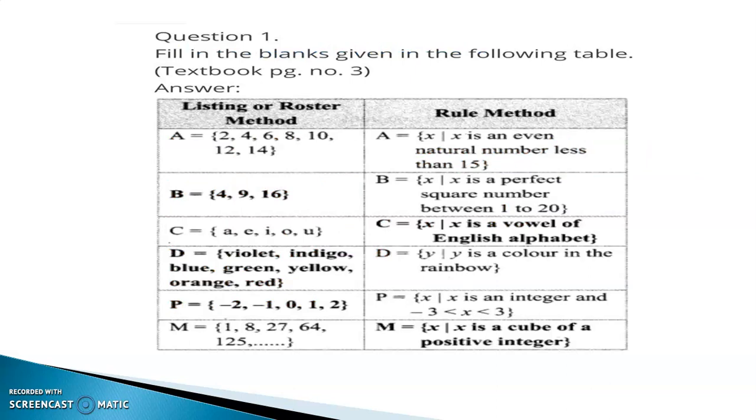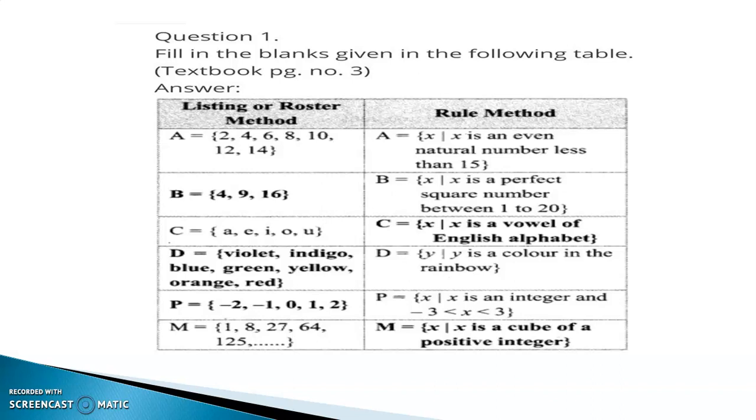Next, let's do an activity given on page number 3 of your textbook. Here we have to write each set in both the methods. Let's move on to the table. First one is already done. In the second one, set is written in rule method. Set B is the set of all x such that x is a perfect square number between 1 to 20. Now perfect square numbers between 1 to 20 are 4, 9 and 16. 4 is the square of 2, 9 is the square of 3, 16 is the square of 4.